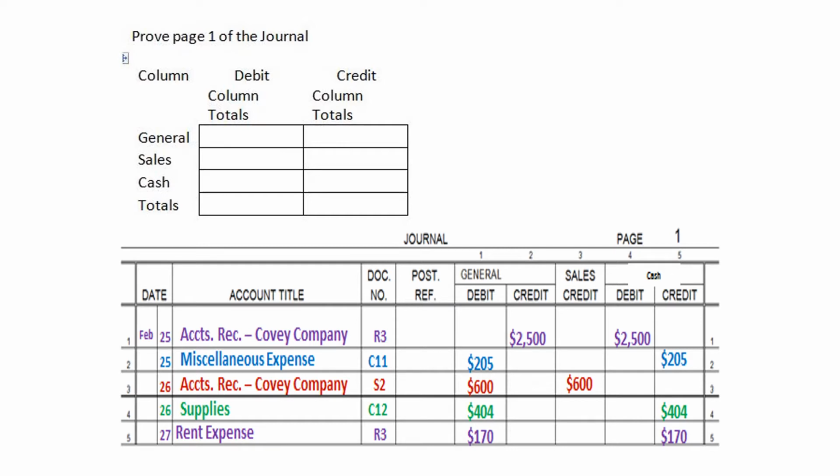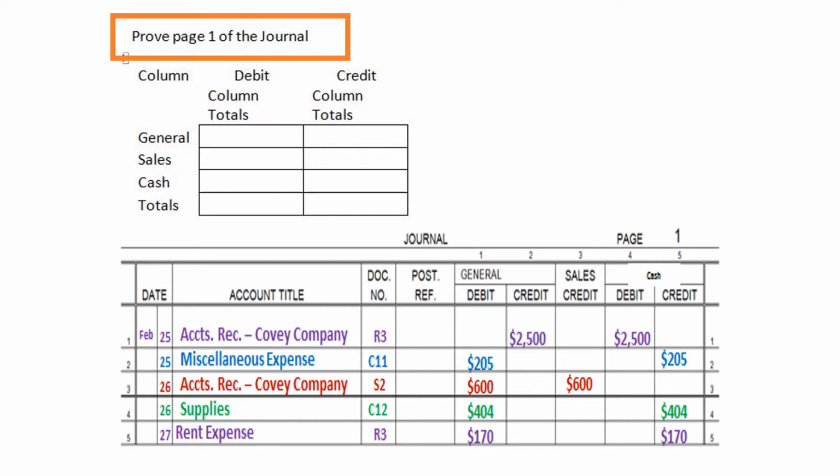In order for us to check our work, think about proving a journal as being like math. If you do 6 plus 2, you know that it's 8. If you do 8 minus 2, you know that it's 6. So it works forward and back. In a sense, we're checking our work to make sure we did every transaction correctly. If there's errors, we have to go back and fix them. So all we're going to do is take our debit column totals, add them up, and compare them against our credit column totals.